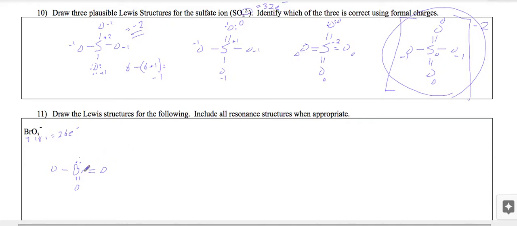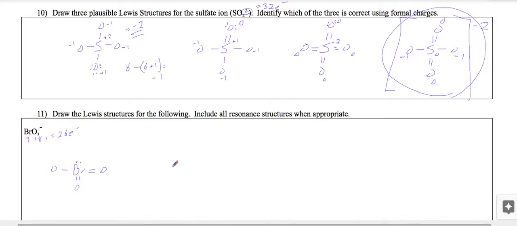We look at formal charges. This is going to be 0, 0, -1. And this will be, I believe, 0. 1, 2, 3, 4, 5, 6, 7. So this is going to be our preferred Lewis structure. This actually is very similar to one that we did earlier.